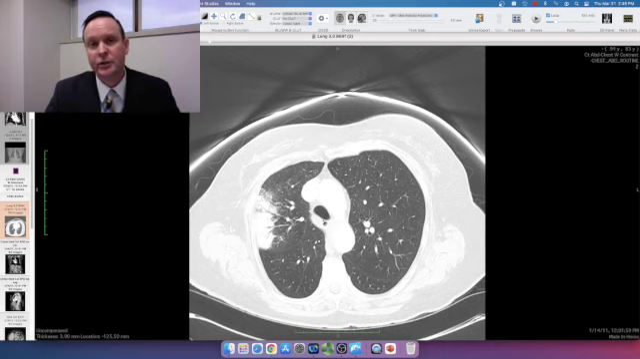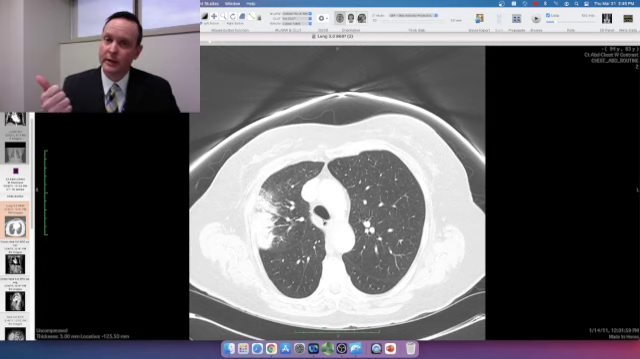And my differential changes. Primary differential here would be organizing pneumonia, bronchogenic carcinoma, particularly adenocarcinoma with mucinous features, lipoid pneumonia, lymphoma, and sarcoidosis. This patient actually ended up having a mucinous adenocarcinoma that progressed over time.